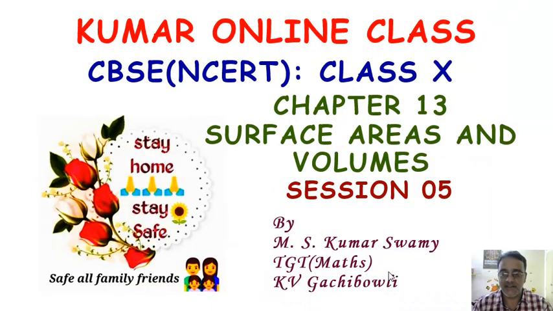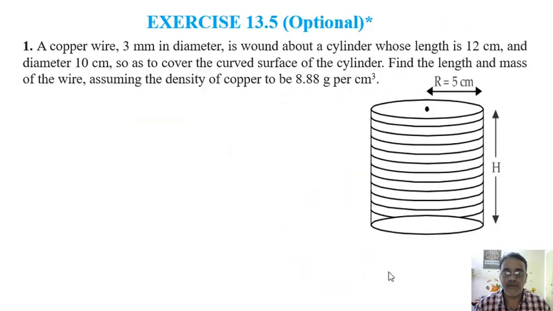Let us start the session today. Today we are going to start session 5 of chapter number 13, surface areas and volumes. This is the last session for this chapter, and we are going to complete optional exercise first 4 questions, because last 3 questions is based on frustum of cone. So let us start with the first question.